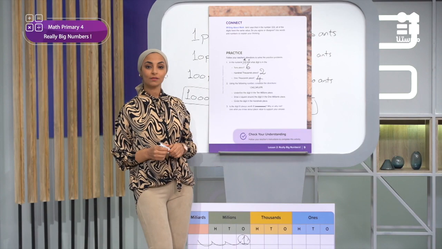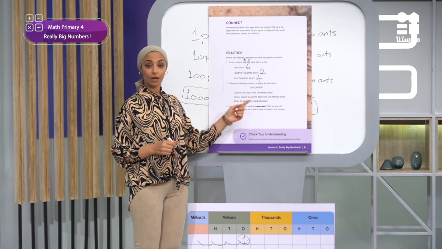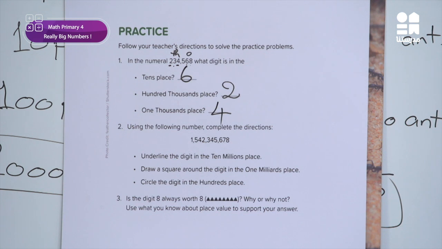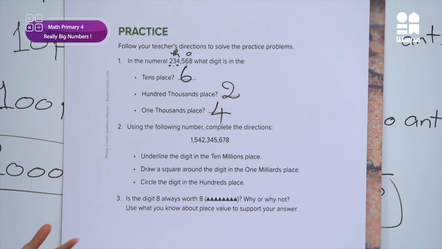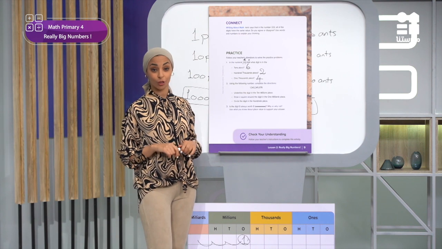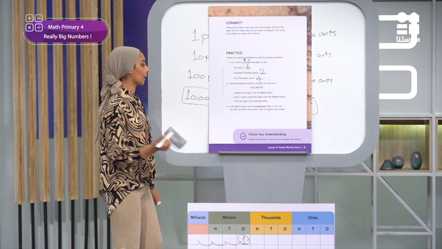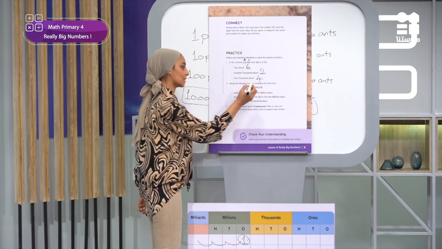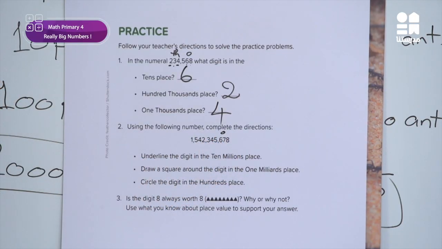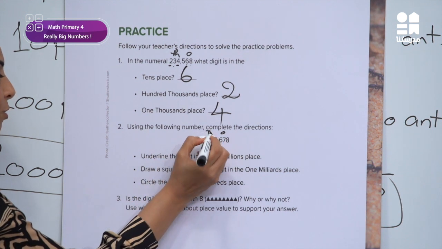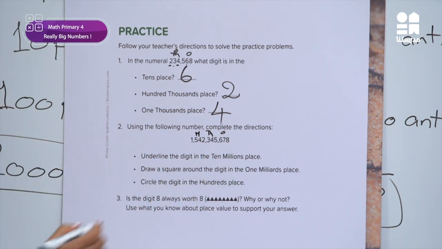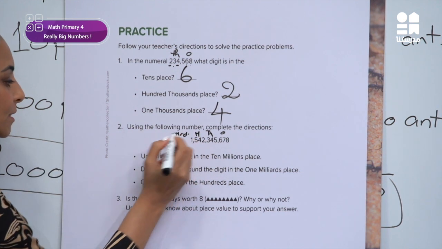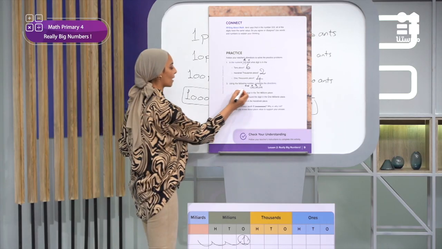Let's move to the second part. Using the following number, complete the directions. Okay, can you read these numbers? This is a very big number, I know, but if you put the periods or the houses, it will be very easy for you to read it. Let's start. The first house is called what? Yes, it is ones. The second one is called thousand. The third one is called million. And the biggest one is called milliard. You can write it MRD. So here I have 1 milliard.